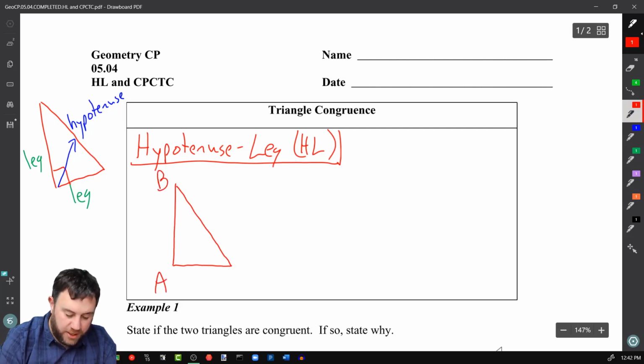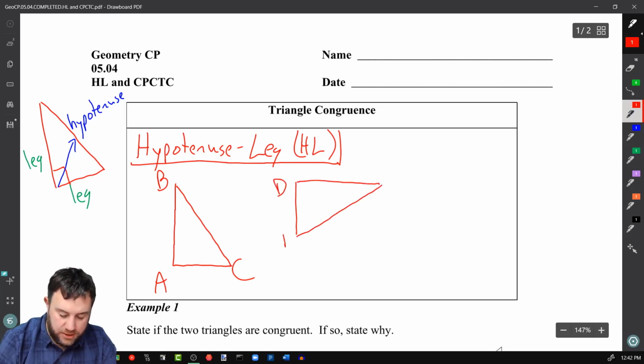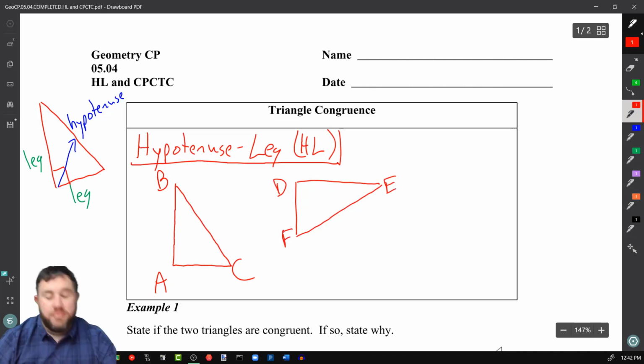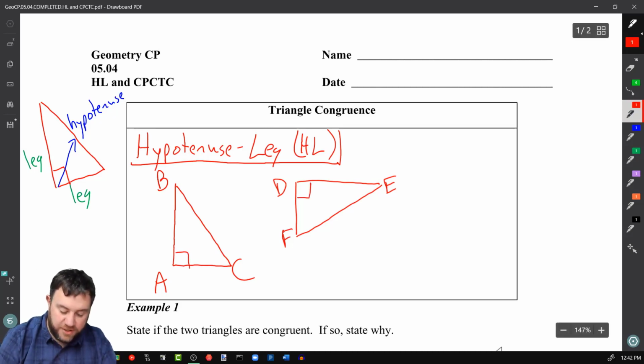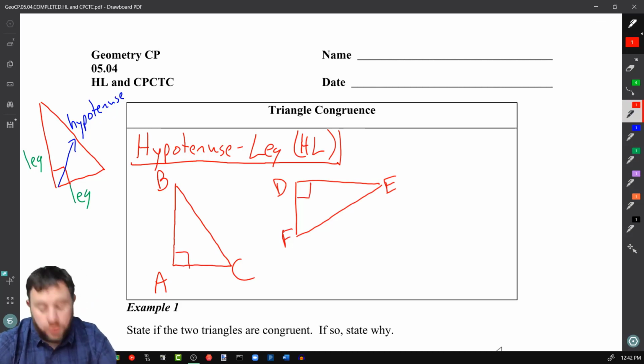So here we've got triangle ABC, and triangle DEF. And to use hypotenuse leg, they have to be right triangles. We have to know that before we start, or we have to be able to prove that they are right triangles.